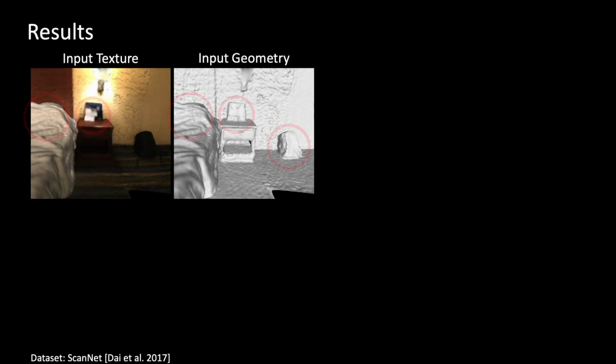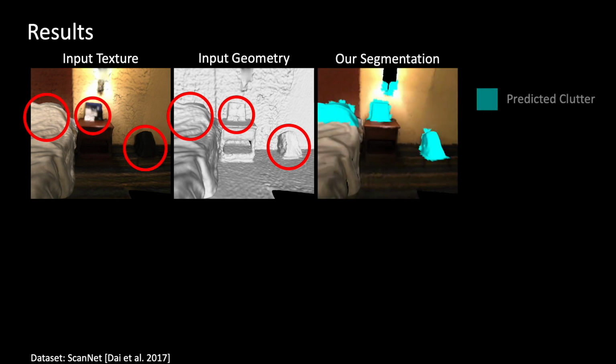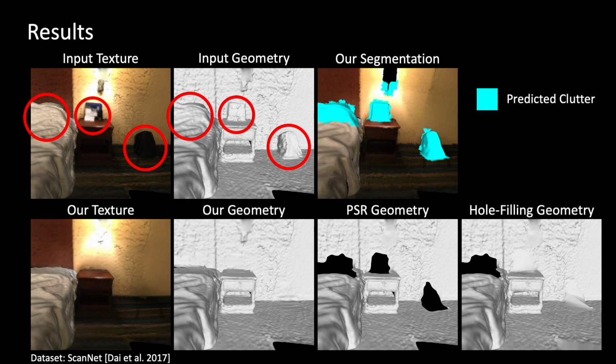These two images show the texture and geometry of the input mesh, with clutter objects in red circles. Our segmentation model is able to detect all the clutter objects. The next two images on the left are the texture and geometry of our output mesh. We can see that our method successfully inpaints the scene with plausible geometry and appearance.